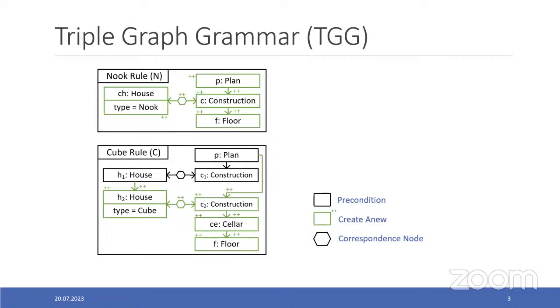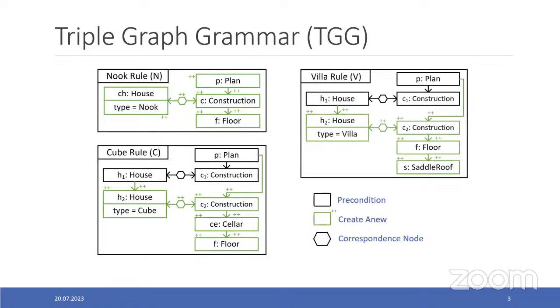Here you state something like, okay, given that you already have a house and a plan with a construction on the right side, which is depicted here as a precondition in black, then you can create the next house in this row of houses as a cube house, and the cube house has a cellar and then the floor. Similar to that, we have another rule, the villa rule, where we say something very similar, but the villa has a floor and then a cellar. It is, of course, a toy example, but as you can see, it's going to get quite complicated when we start propagating changes.